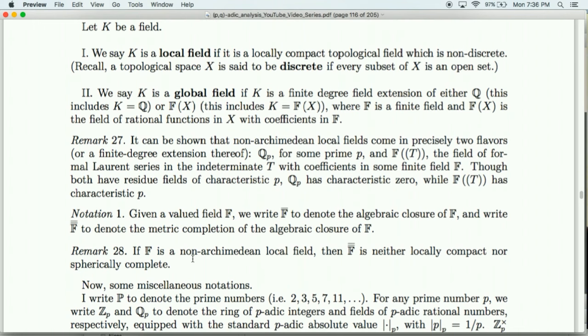If F is a non-Archimedean local field, then the metric completion of the algebraic closure is neither locally compact nor spherically complete. So, in other words, for non-Archimedean local fields, their algebraic closures are infinite dimensional in that sense.